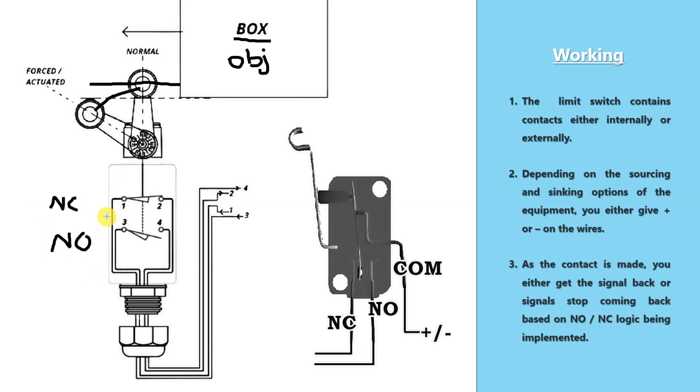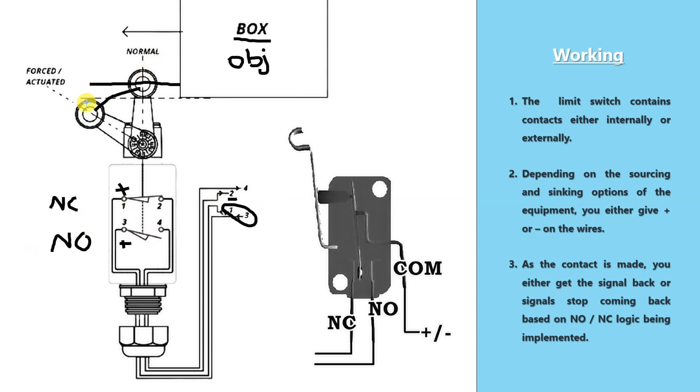So under normal condition, if we apply power across the 1 and 3 wire, the power signal will be received here, across both of these terminals. Under normal condition, you can receive power from wire number 2 because it is NC, and you cannot receive power from wire number 4 because the contact is broken.